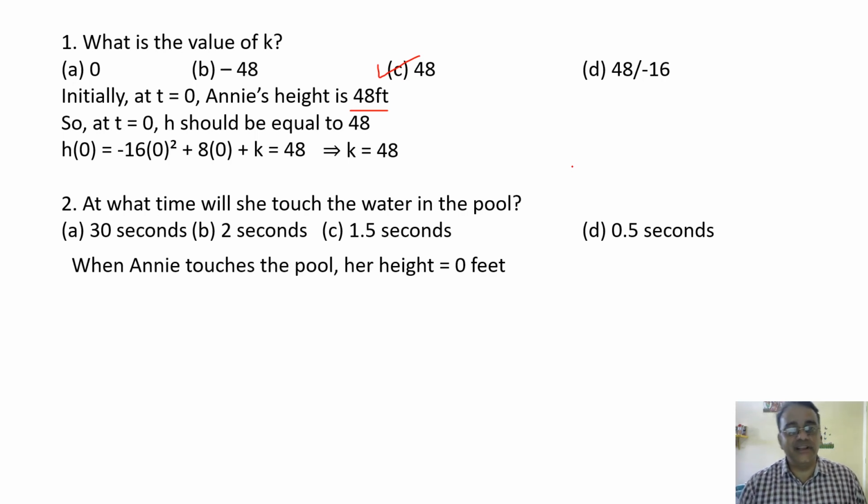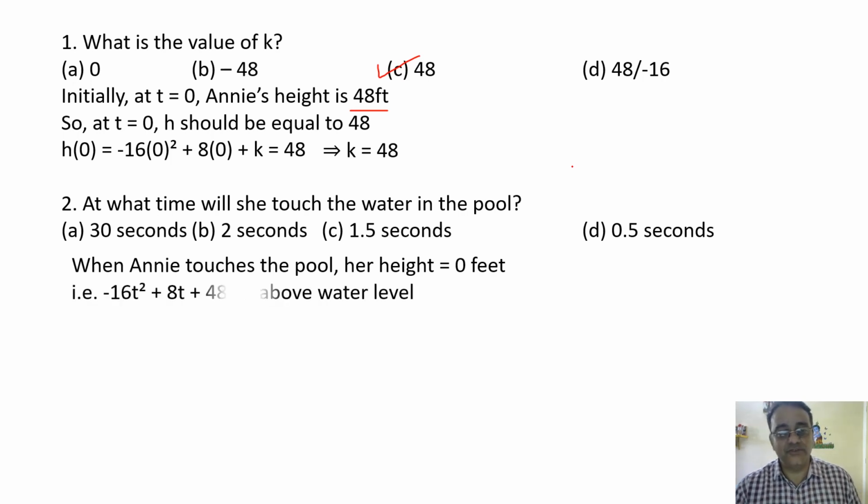The polynomial that is given is minus 16t square plus 8t plus k. Now we can replace k by 48, equal to 0. Now divide all by minus 8.